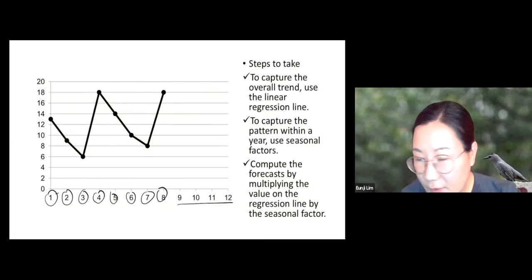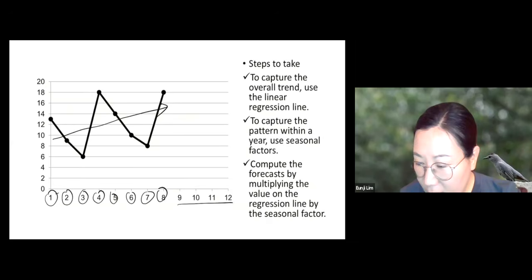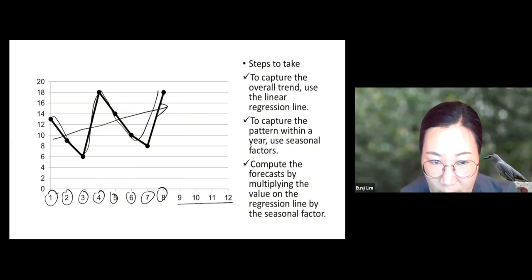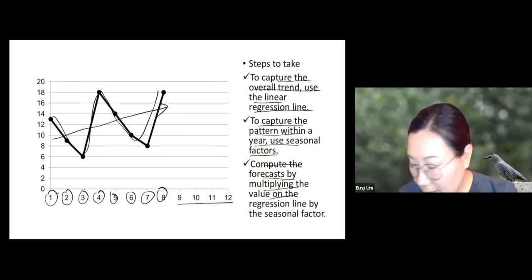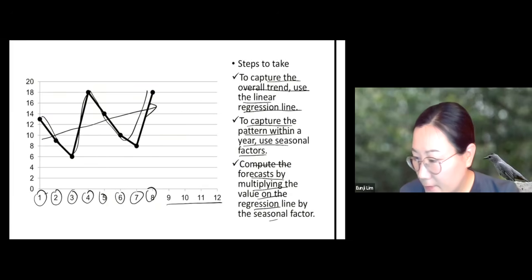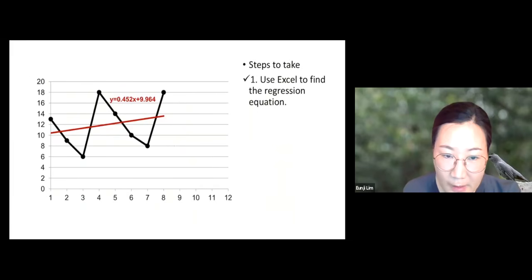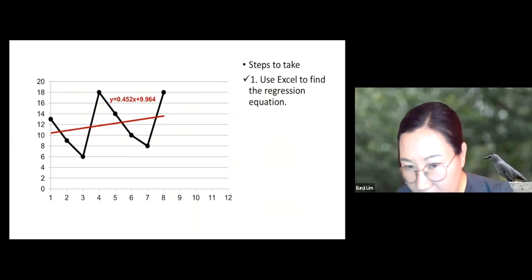And what pattern do you see in this graph? The overall trend is increasing. And there's also a seasonal factor, a seasonal pattern. So we're going to capture the overall trend using the linear regression line. And then we're going to capture the pattern within a year using seasonal factors. And we're going to compute the forecast by multiplying the value on the regression line by the seasonal factor. So here's something we can follow. To capture the overall trend, we're going to use the linear regression line.